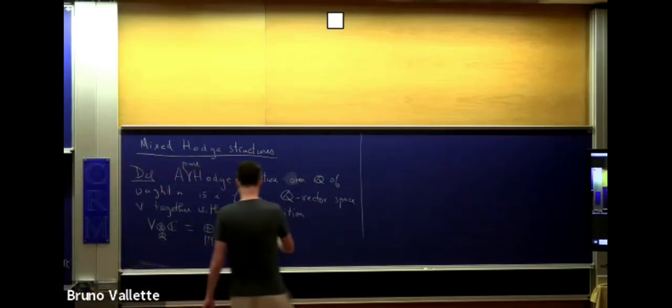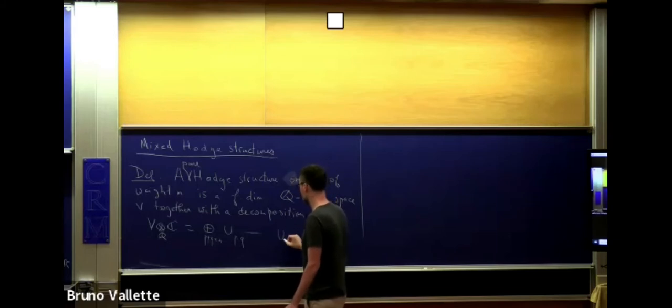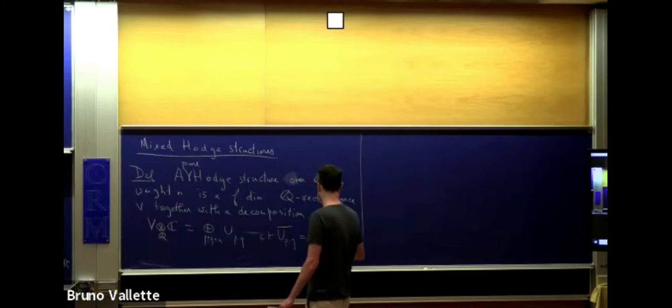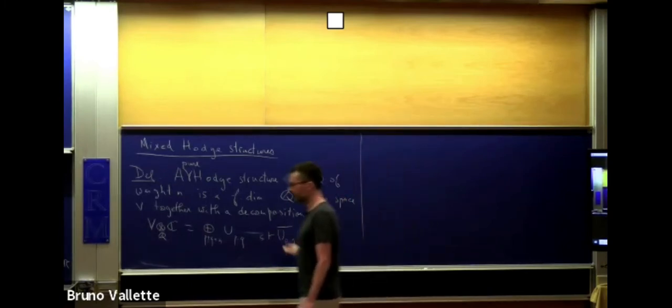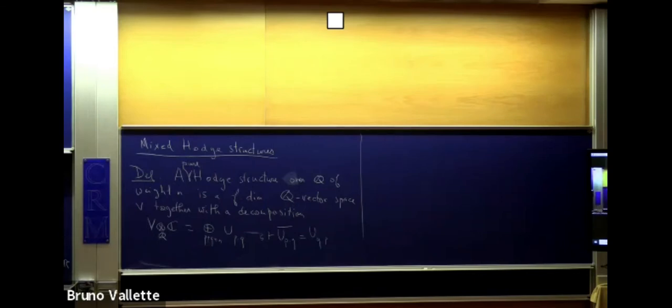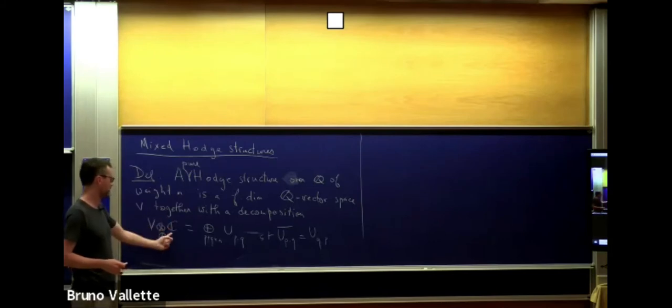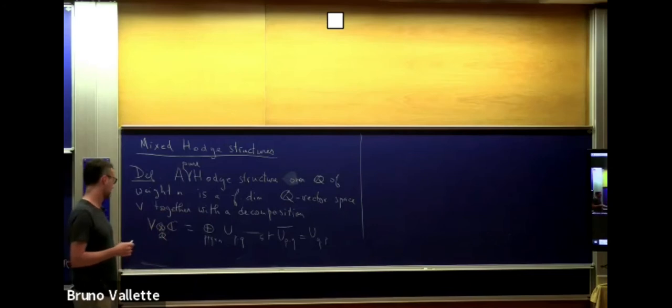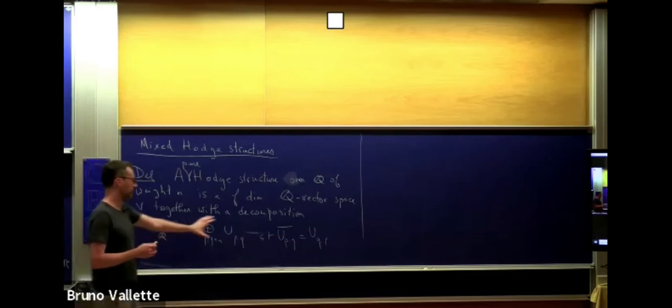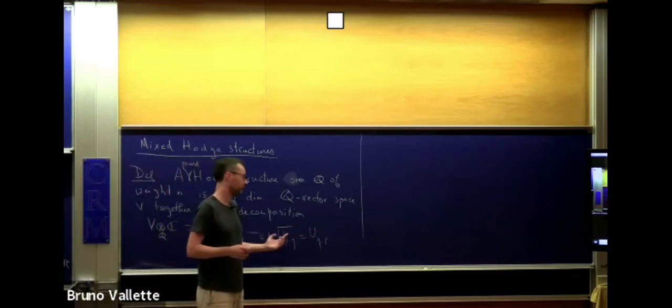And you don't just get any decomposition, with the property that U^{p,q} bar is equal to U^{q,p}. So what do I mean by U^{p,q} bar? Well, when I tensor with C, I have a complex conjugation acting on this C factor here. So this gives me a, of course not a C linear, but certainly a Q linear endomorphism of this vector space. In fact, it's R linear. And U^{p,q} bar is just the image by this endomorphism of U^{p,q}.